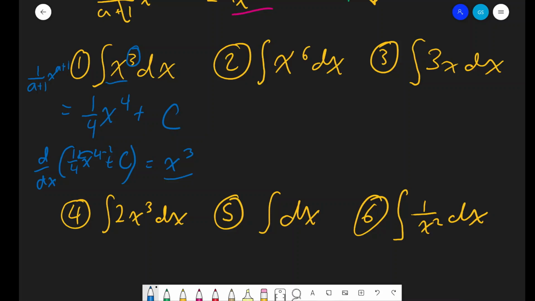Let's try this. x to the 6. So basically, again, we're just applying the rule. 6 plus 1, 7, like this, plus c. Pretty straightforward, right? We're just using, again, the property we learned.